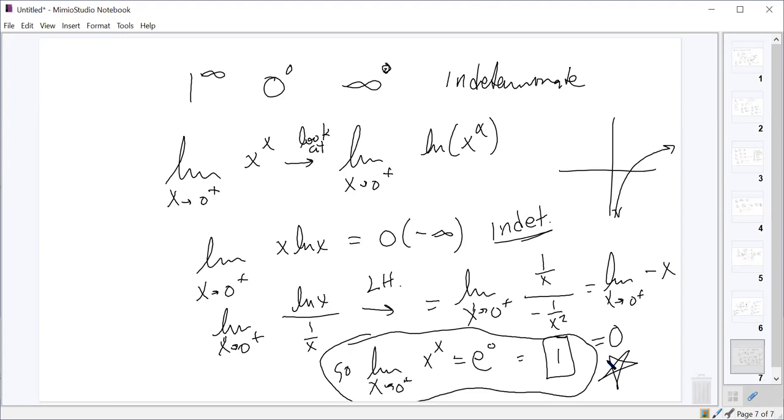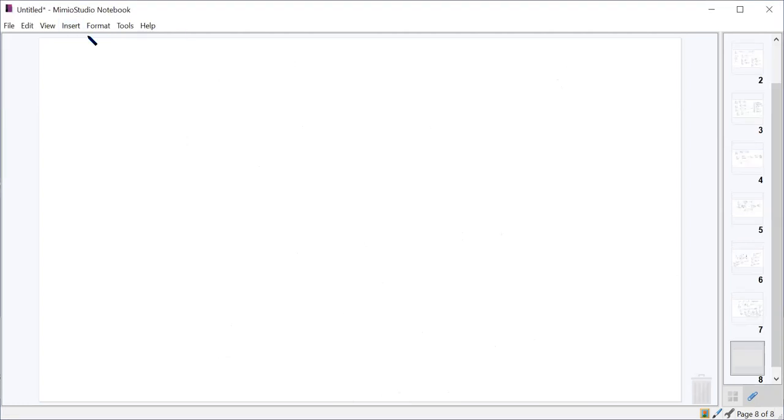Everybody good there with that? Wonderful. All right, and then the last indeterminate form that we talked about was infinity minus infinity.